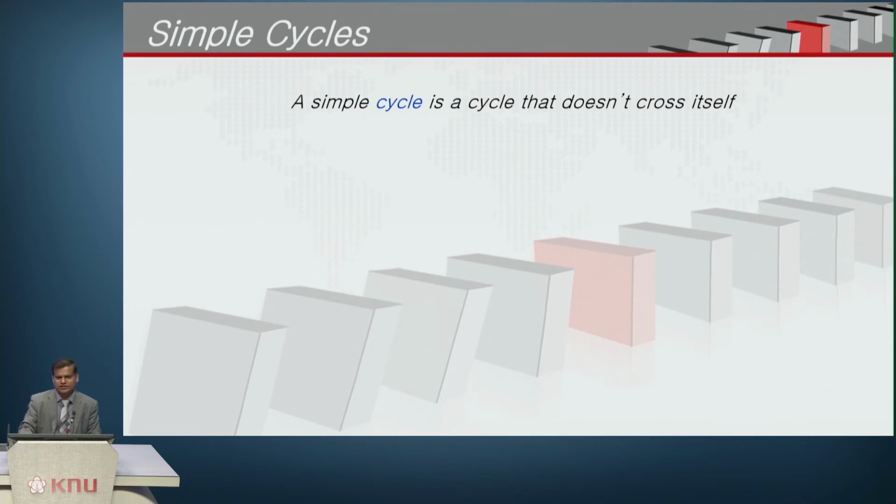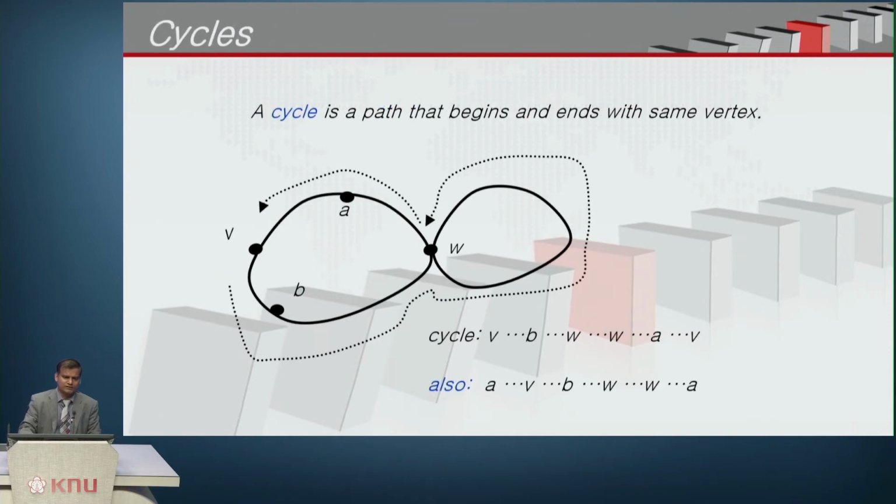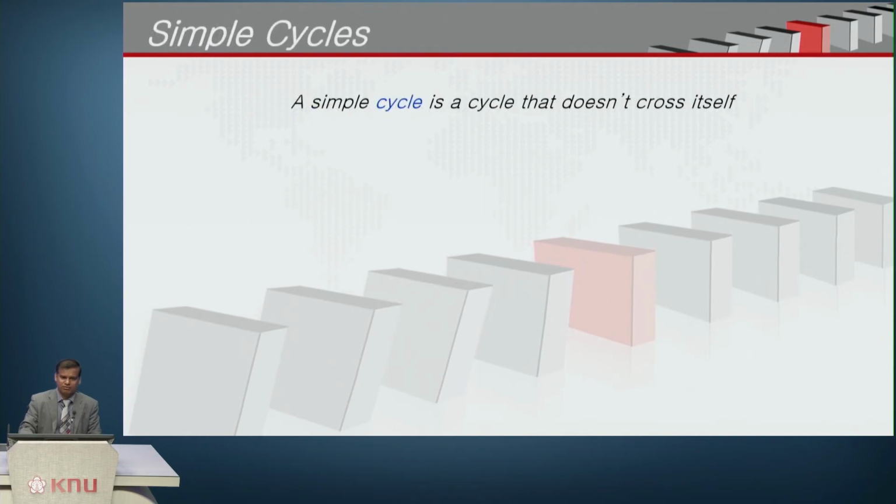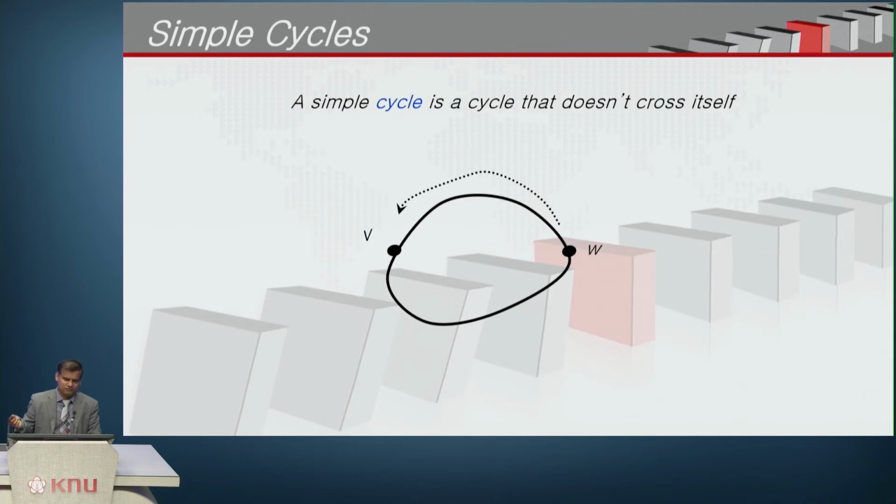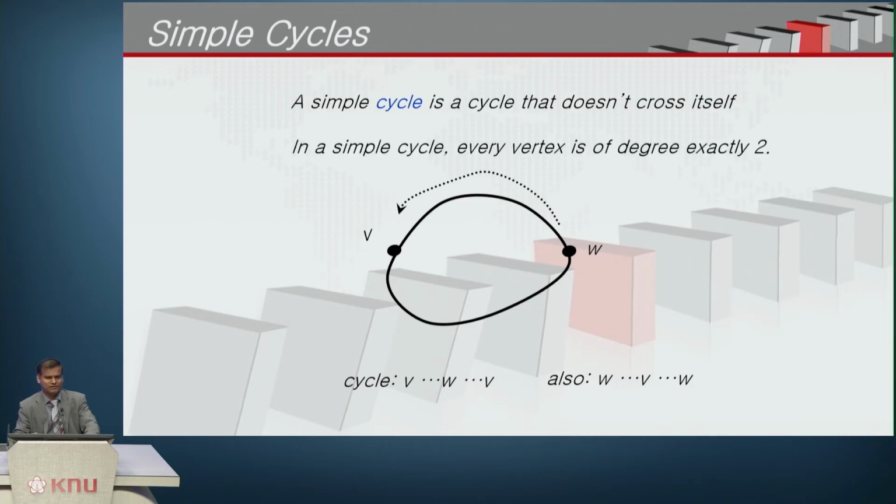Simple cycle. A simple cycle is a cycle that does not cross itself. So in the previous one we saw that this cycle crosses W every time we make a cycle. It's something similar to the path and simple path. A simple cycle is a cycle that does not cross itself. So here you can consider W, V, W is a simple cycle, as well as V, W, V is also a simple cycle. In a simple cycle, every vertex has degree exactly 2, because it is just passing by.